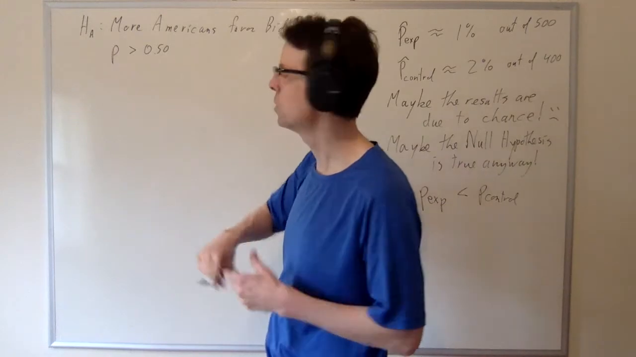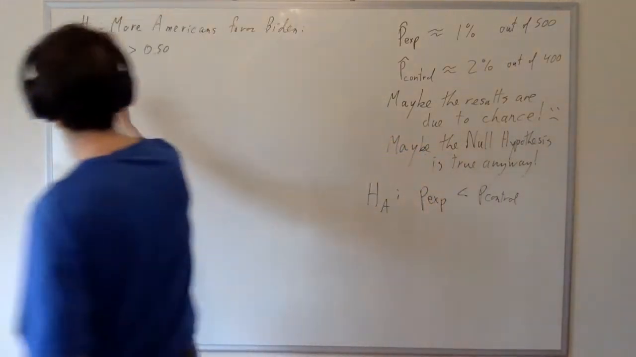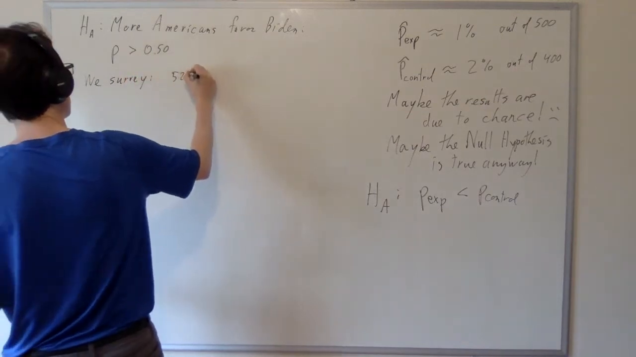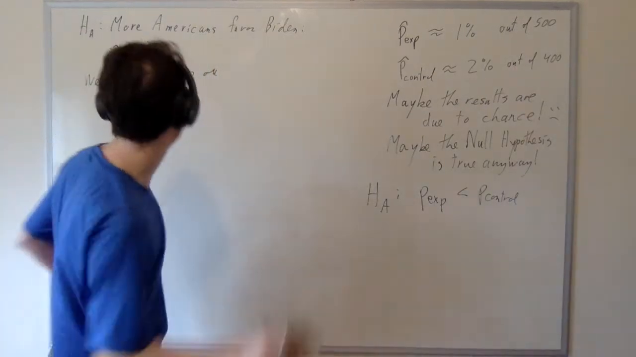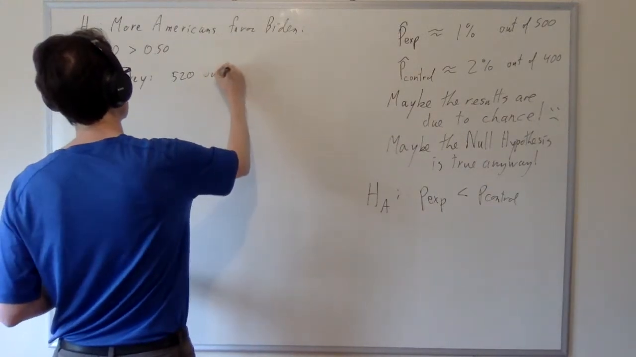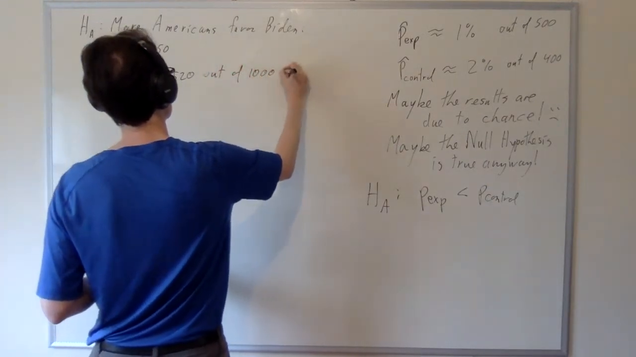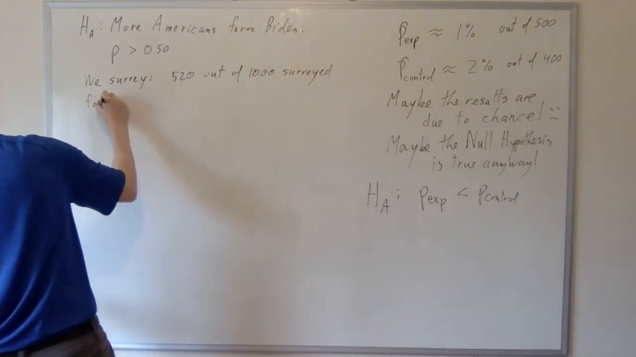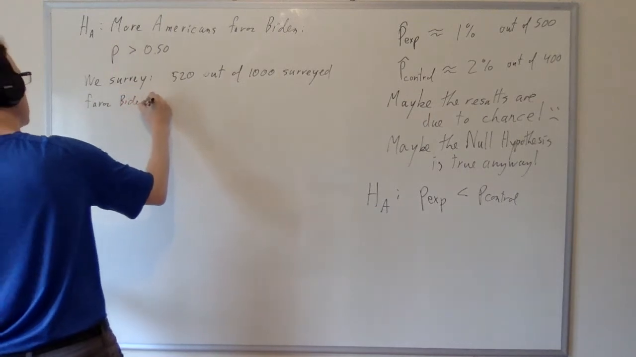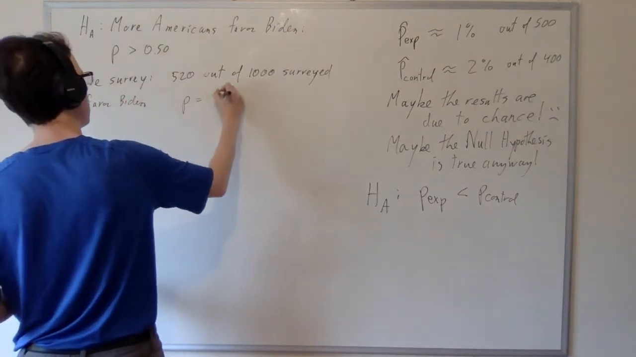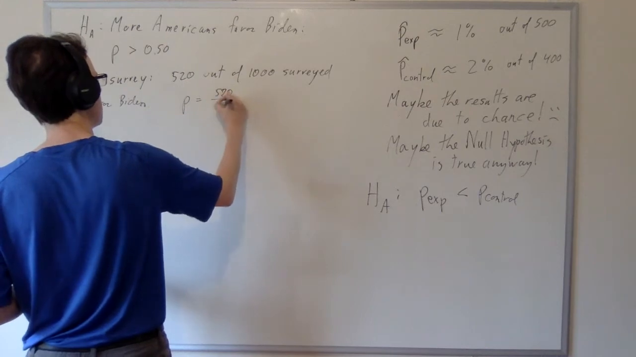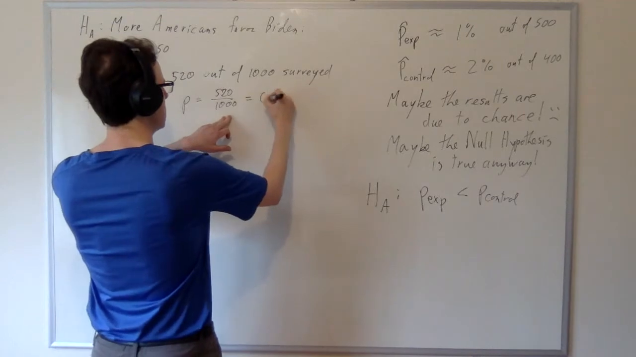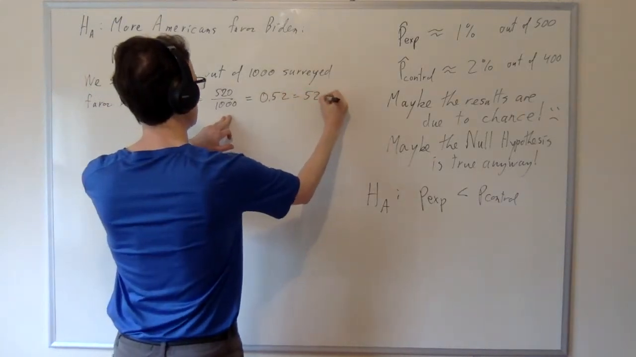So let's suppose that we do a survey, right? So we survey, and we get 520 out of 1,000 Americans, and they favor Biden, okay? And so we get the probability, and that's the proportion, that's 520 out of 1,000. So that's 0.52, which is 52%.